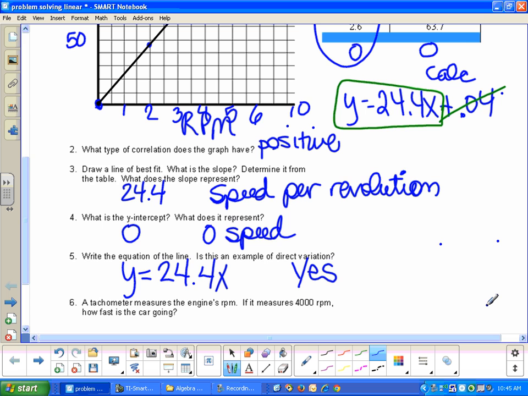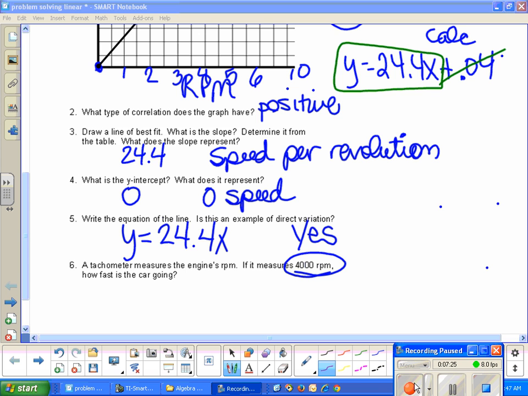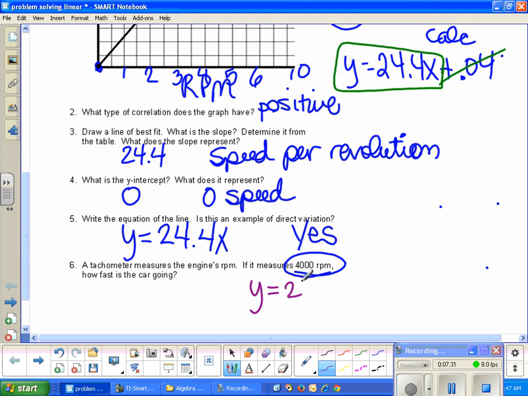Everybody try number 6 here. If the tachometer measures the engine's RPM, it measures 4,000, how fast is the car going? See where you're going to put that in your calculator. In our table up here, it says that they're in thousands. So if you put this in your calculator as 24.4 times 4,000, you're going to get a really big number for your miles per hour. That does not make sense.